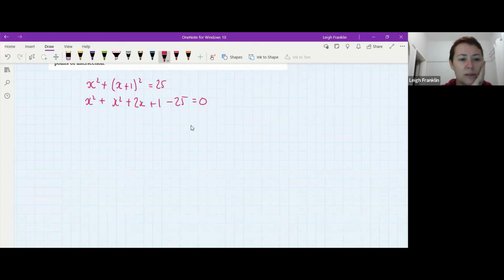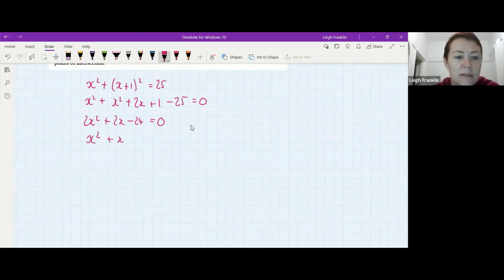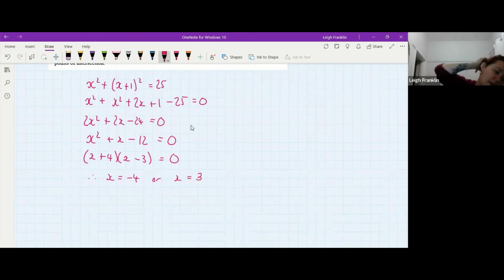So this gives us 2x squared plus 2x minus 24 equals 0. And now when I divide through by 2, I would end up with x squared plus x minus 12 equals 0. And because the middle term is plus and the last term is negative, one bracket has to be plus, the other one has to be minus. So in this case, we would have x plus 4 times x minus 3, which means that either x is equal to negative 4 or x is equal to 3.